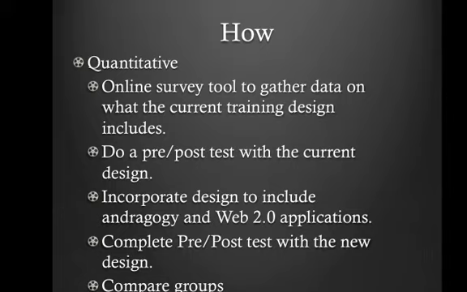Then we're going to do a pre and post test with the current design at the end to the learners, and then go back in and incorporate some of the design to include andragogy and Web 2.0 applications. Specifically, I would like to see the organizations include blogs, wikis, and podcasts. The reason is that it goes directly back to adult learning theory and fits in very nicely. After we implement what we have done, we go back and do the pre and post test with the new design for the learners, and then I'm going to compare the two groups.